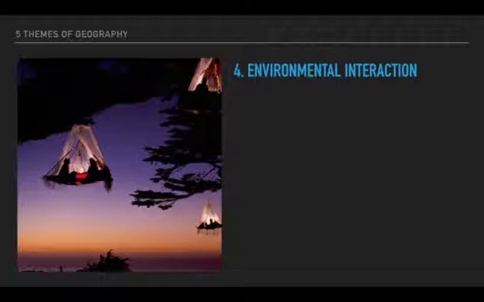Now, the fourth theme of geography is environmental interaction. As we look at the relationship between people and their environment, we're going to study how people interact and how people affect their environment. And people learn to use what the environment offers to them. They learn to live with certain parts of the environment that they cannot control. Certain climate areas, we adapt to that. We modify that. When it's cold outside, we wear a jacket.